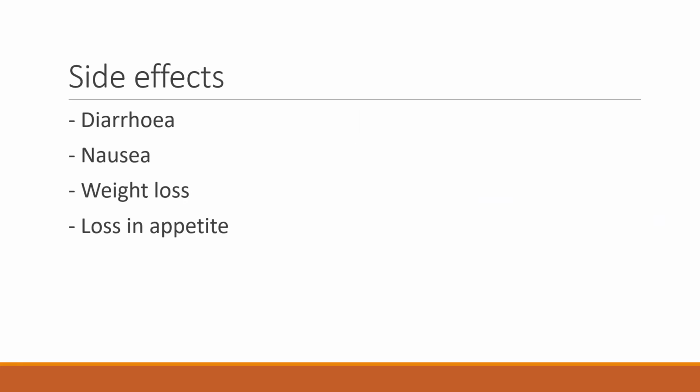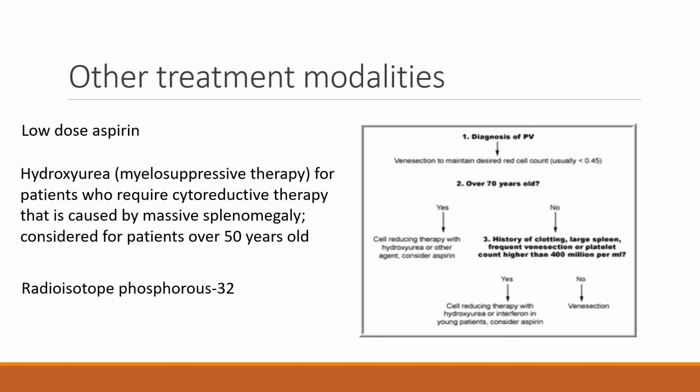Since the treatments are mostly internal, like injection of the medicine and taking the medicine, there are fewer superficial side effects. The side effects include some common ones: diarrhea, nausea, weight loss, loss of appetite or fatigue. There are some other treatment modalities that can be used in treating polycythemia rubra vera. And the picture showed a treatment guideline for treating this disease.